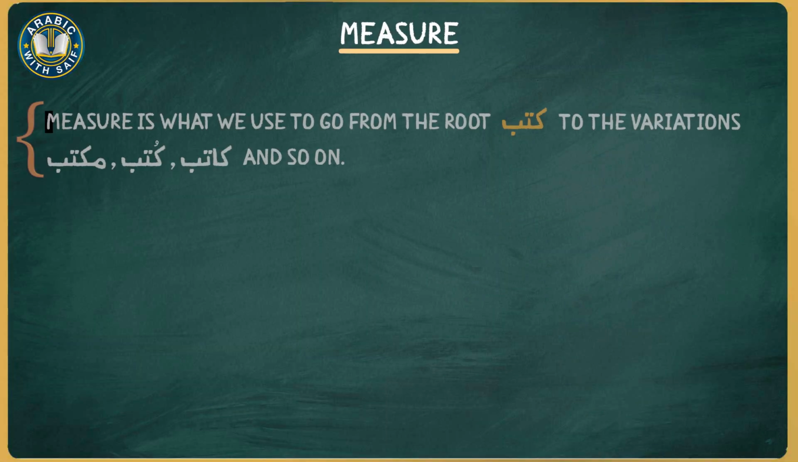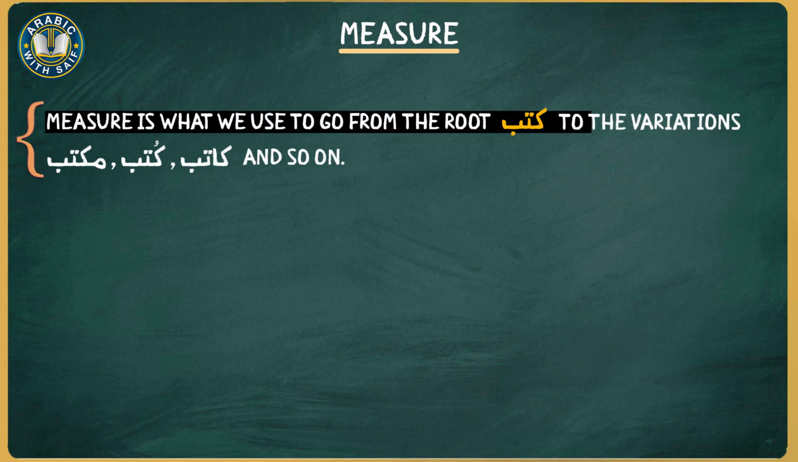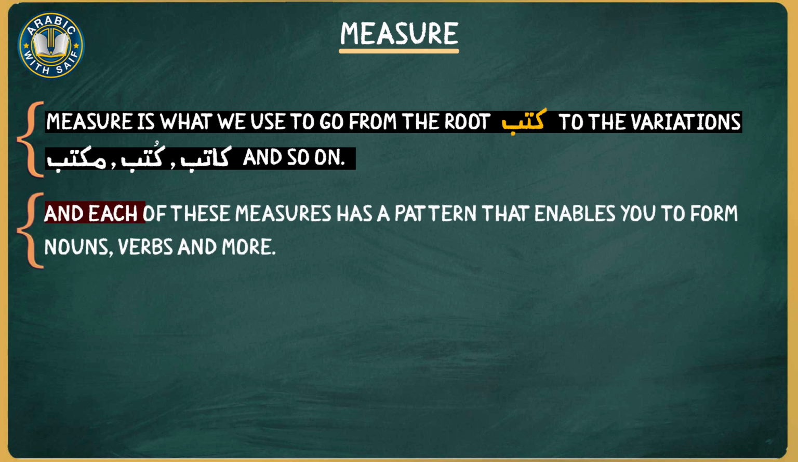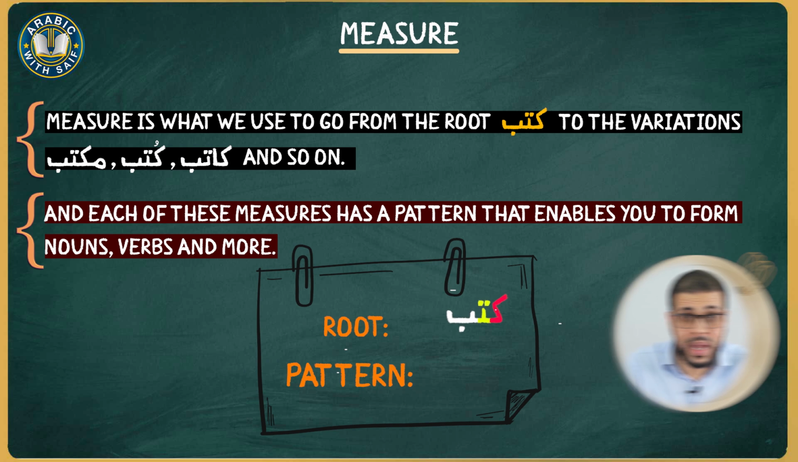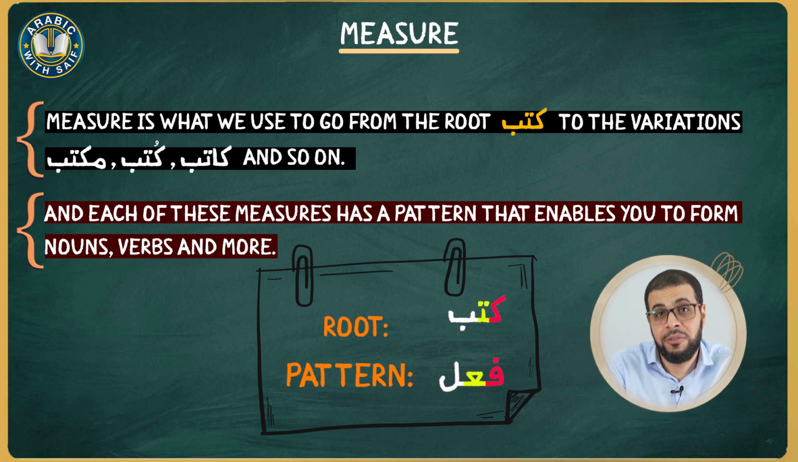But to derive any variation out of a specific root, you need to use something called a measure. A measure is what we use to go from the root, kataba, to the variations: katib, kutub, maktab, and so on. Each of these measures has a pattern that enables you to form nouns, verbs, and more. So the root kataba has the pattern of fa'ala. Pattern means wazn.